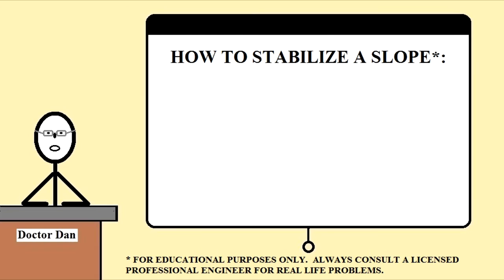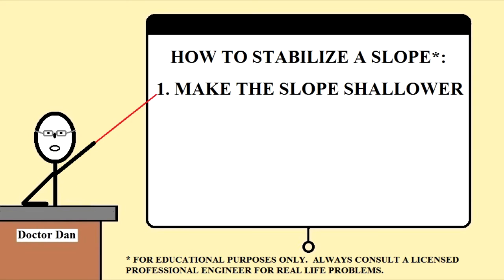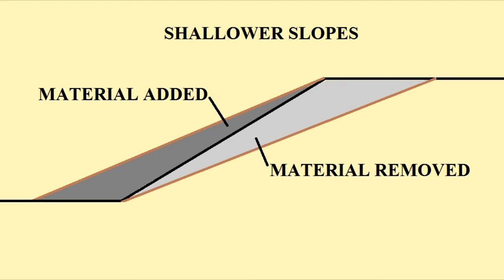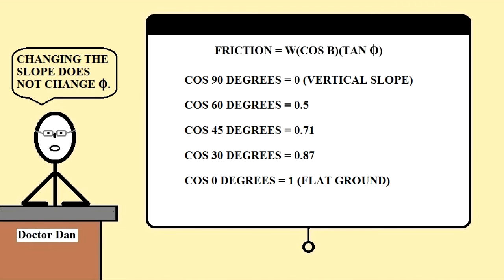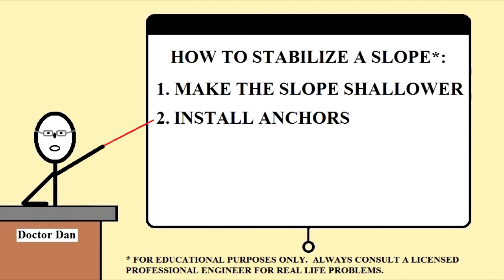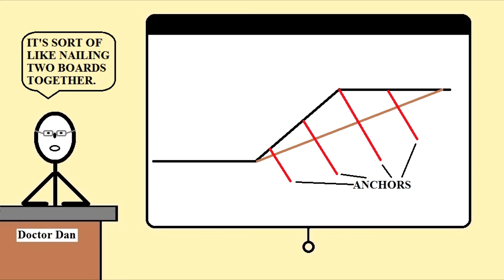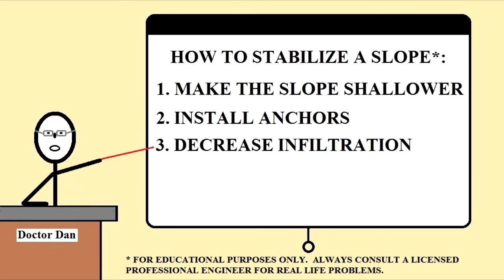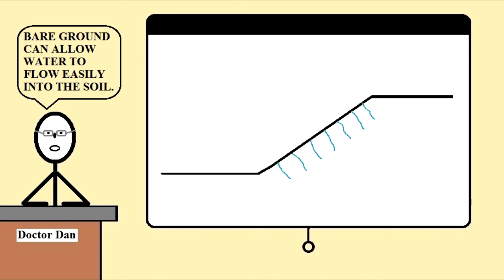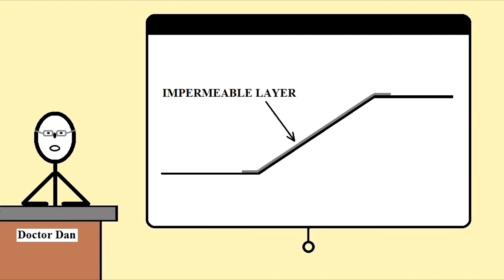There are ways to increase slope stability. The slope's angle can be decreased by removing or adding material. Shallow slopes are more stable because more of the failure wedge's weight is converted to friction. Anchors can be installed through the failure plane to lock the failure wedge in place. Steps can also be taken to limit the amount of water that infiltrates into the slope, which will prevent the weight of the failure wedge from increasing.